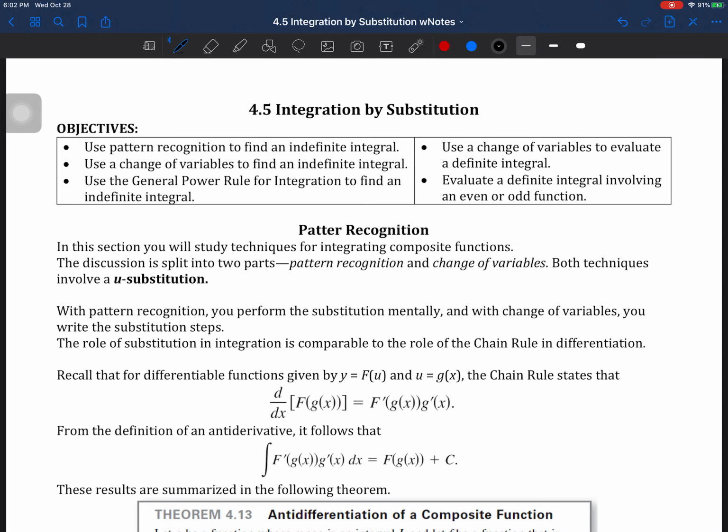Recall that for a differentiable function given by f of u, where u is g of x, the chain rule states that the derivative of f of g of x is equal to the derivative of the outside f, leave the inside as it is, g of x, and then multiply by g prime of x. So when we have a function inside a function, we just apply the chain rule: the derivative of the outside, leave the inside as it is, and multiply by the derivative of the inside.